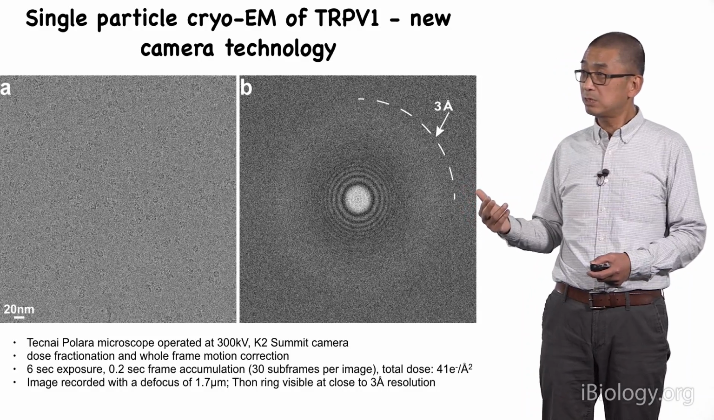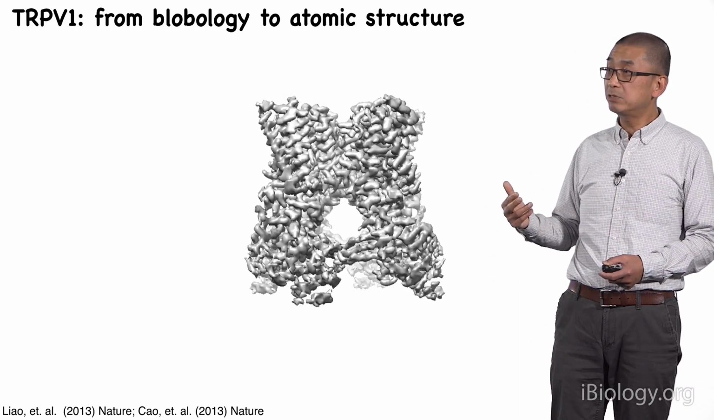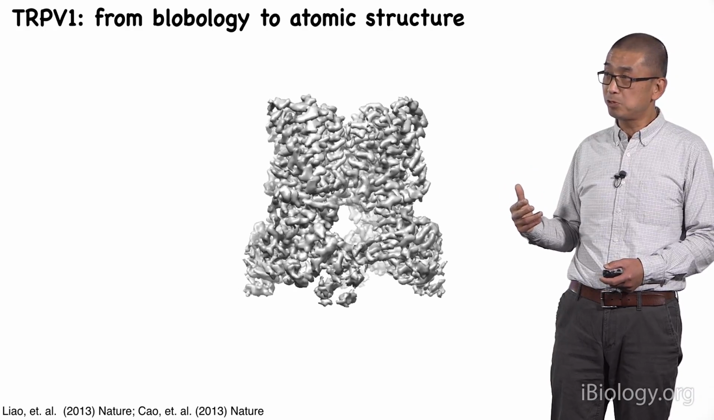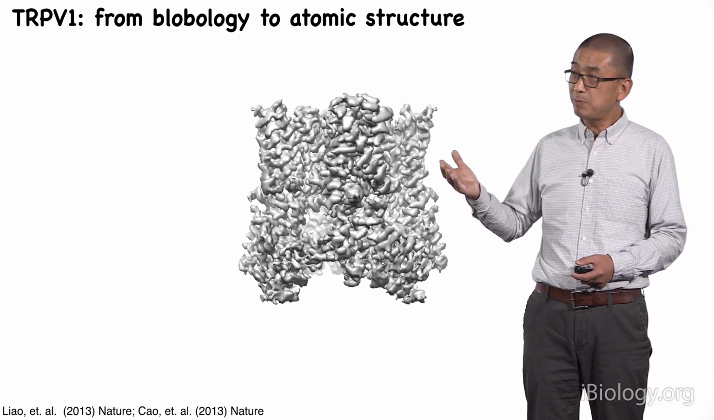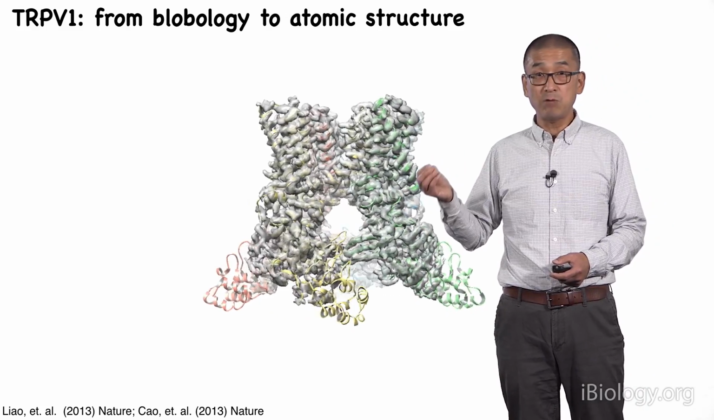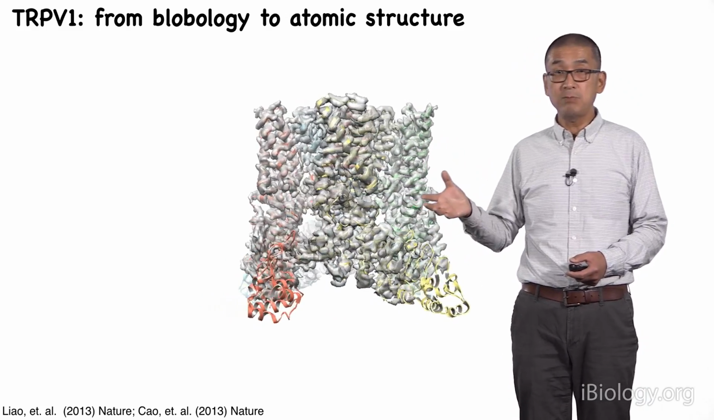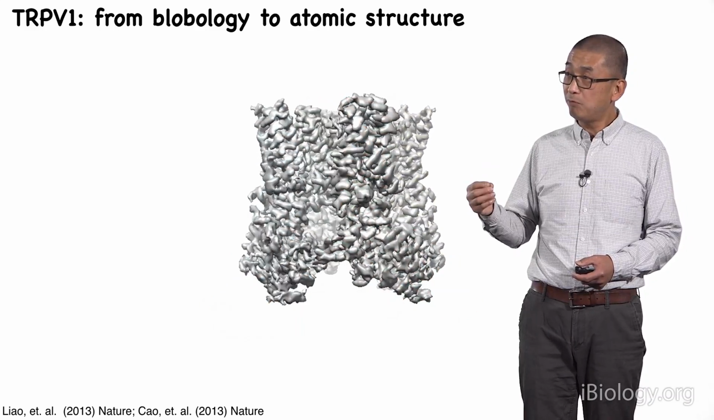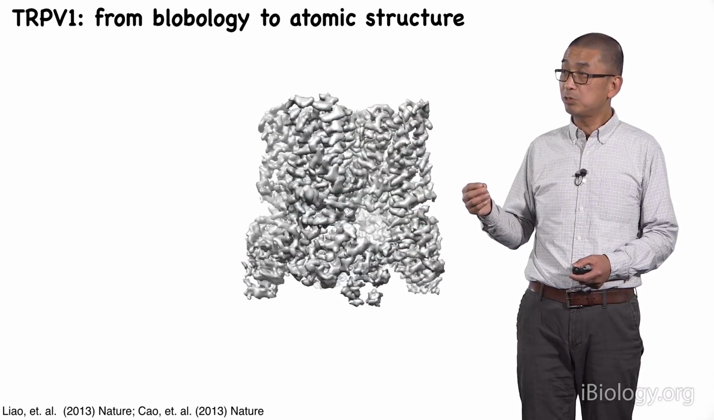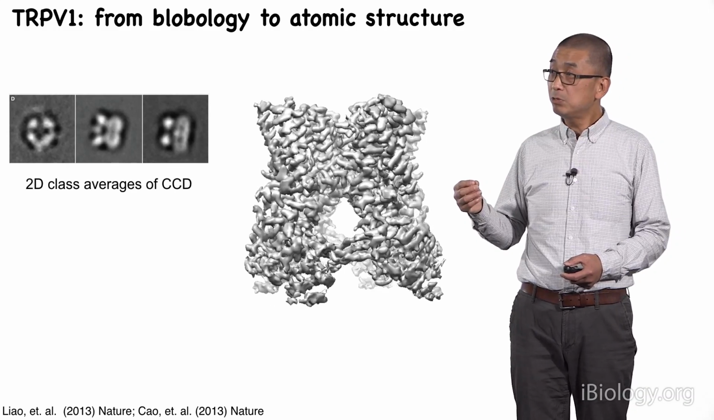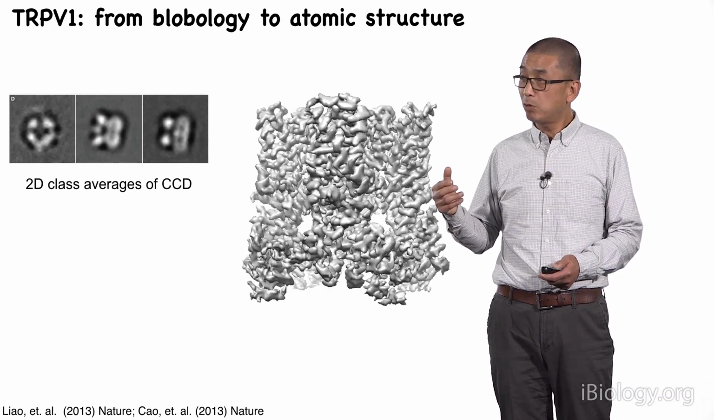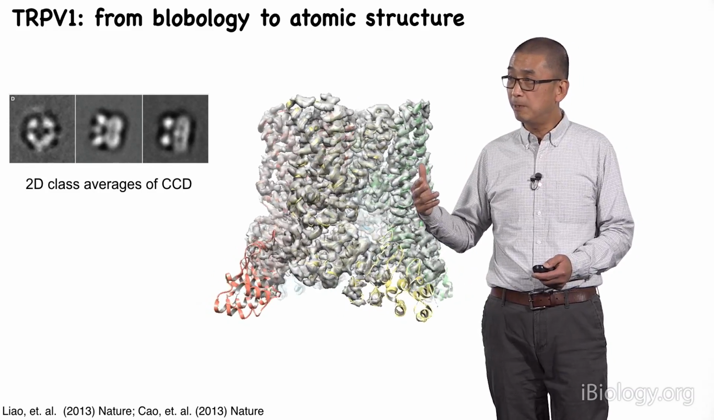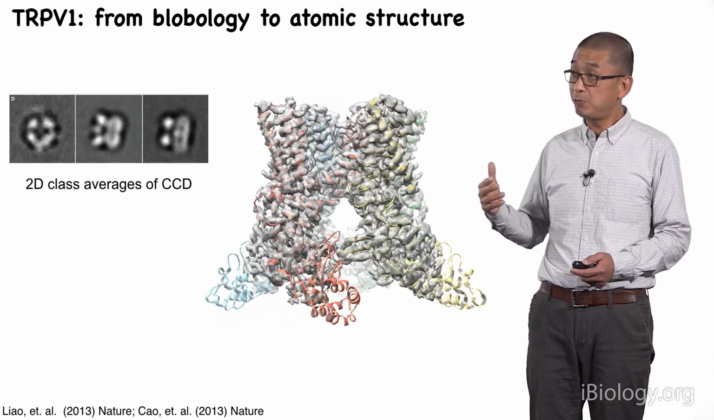Now from this type of data, we finally got the structure of TRPV1 at about 3.3, 3.4 angstrom resolution. You can see in this density map really nicely resolved side chains. Based on this density map, we were able to build an atomic model de novo based on the sequence of the structure. And just to illustrate how the camera technology enabled us to go from a relatively poor resolution level to a high resolution level.